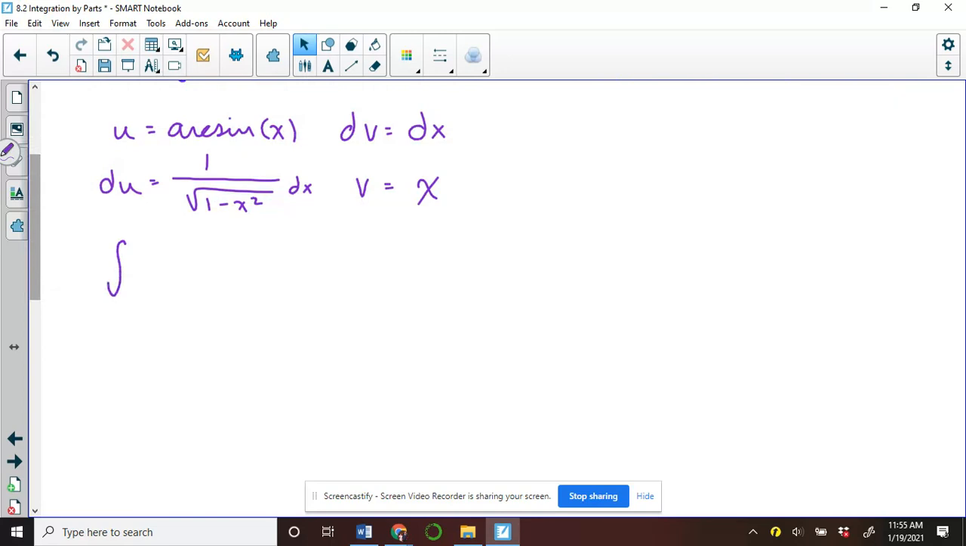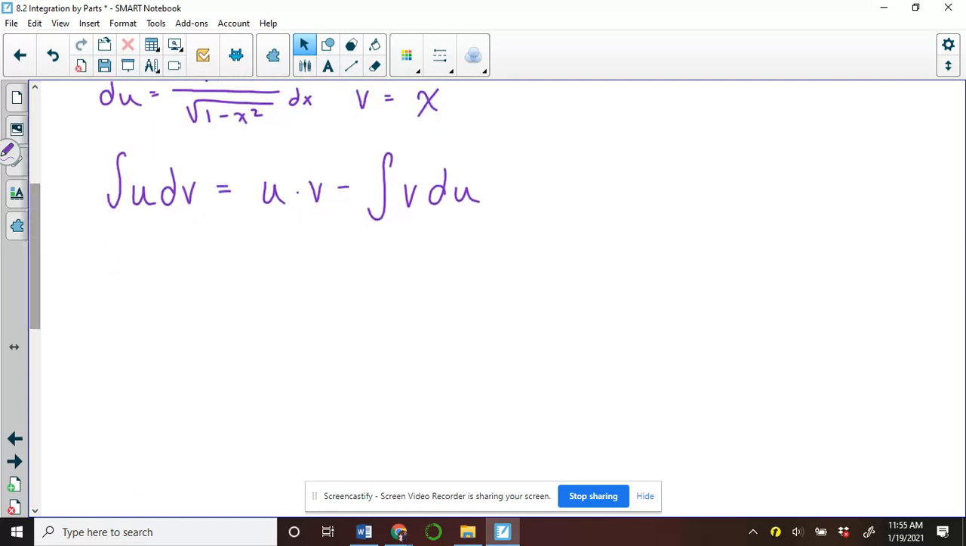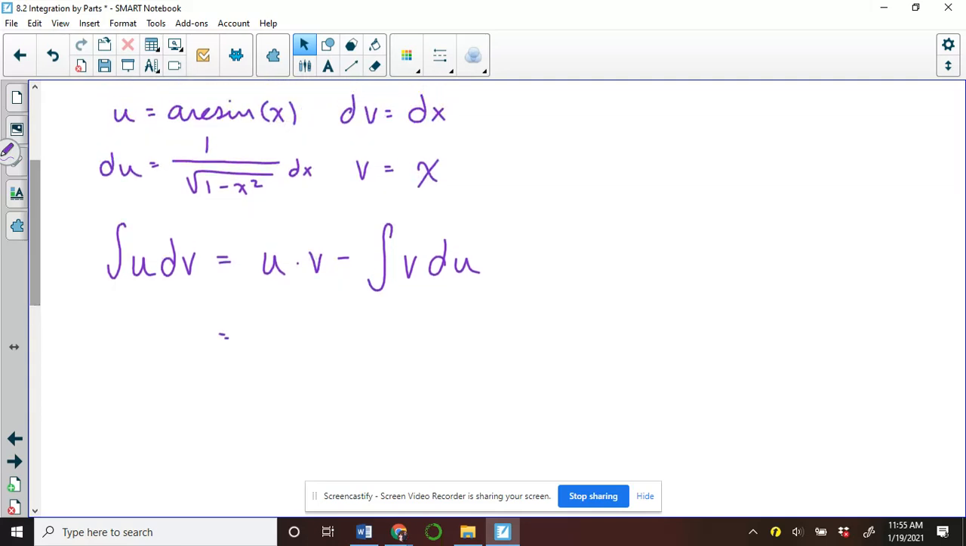Please go ahead and write out our first piece, which is the integral of u dv is equal to u times v minus the integral of v du. It's just to get the formula maximized in that brain so you have it floating around in there when we need to recall. u times v would be x times arc sine of x minus the integral of x times du. That would give you x over the root of 1 minus x squared dx.